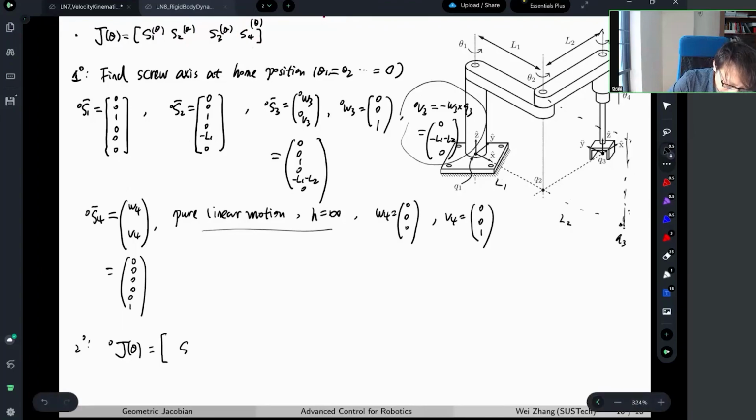The first one is S1 bar 0. I'm just writing down the formulas for each of these columns. I didn't do anything new, right? The only thing I know for now is S1 is independent of theta. So I can pick whatever theta to compute S1. So that's S1 0 bar. The second column is S2 0 bar. That's our initial screw axis position.